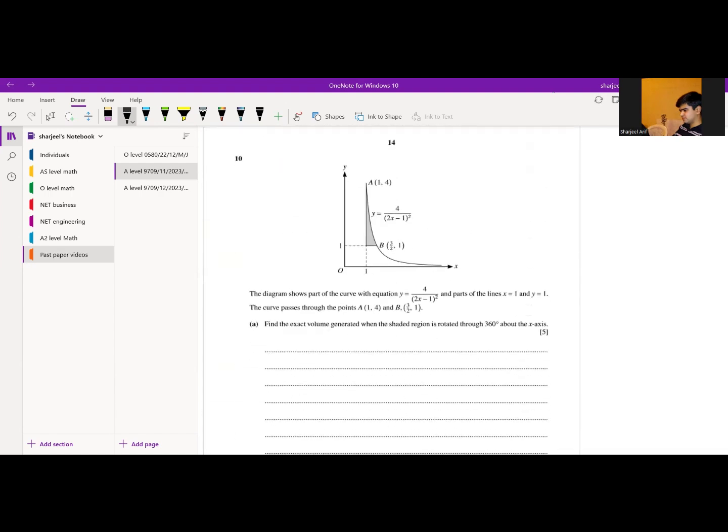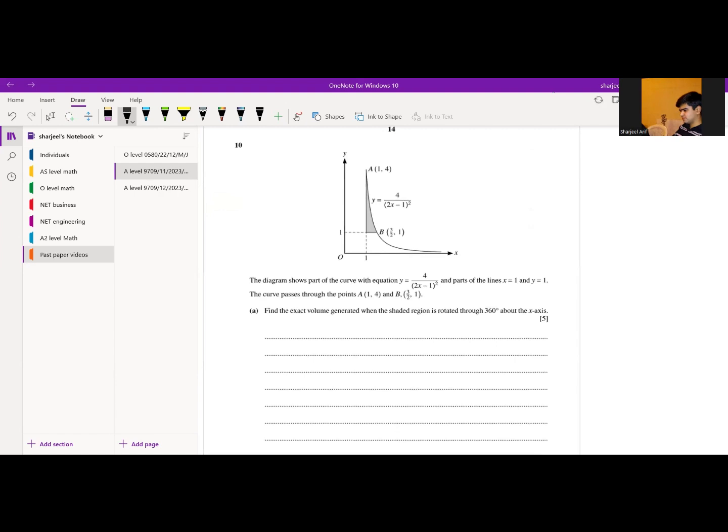Now look at question number 10. Okay, we have to find the exact volume. Volume is the main point: rotation by 360 in the x direction. So remember, whenever they have given you the x-axis, you can use the formula pi of y square. When you are given the y-axis, you will get pi x square.